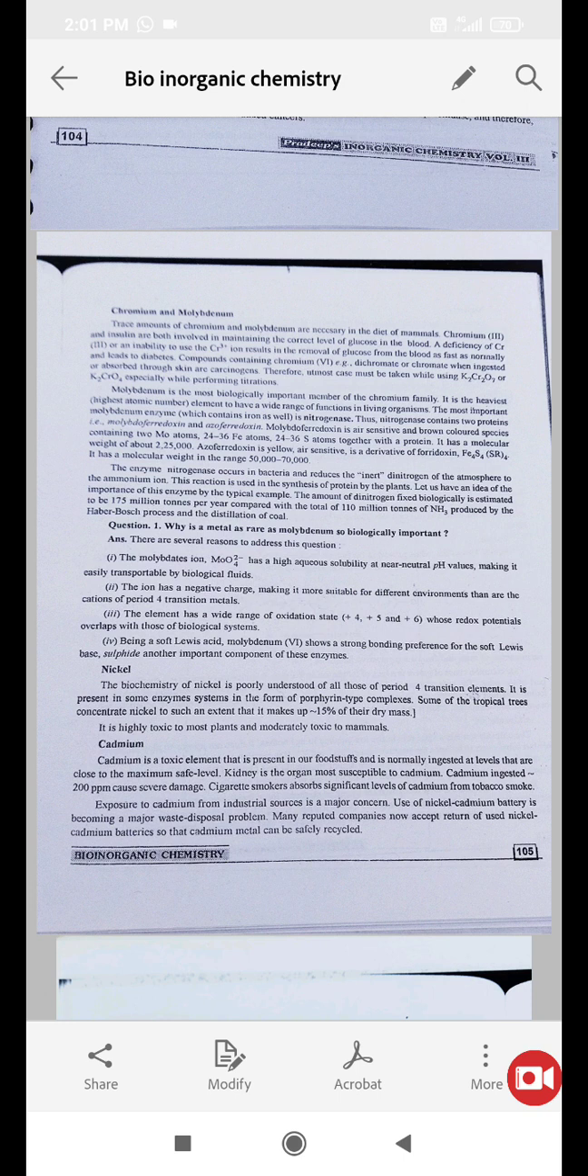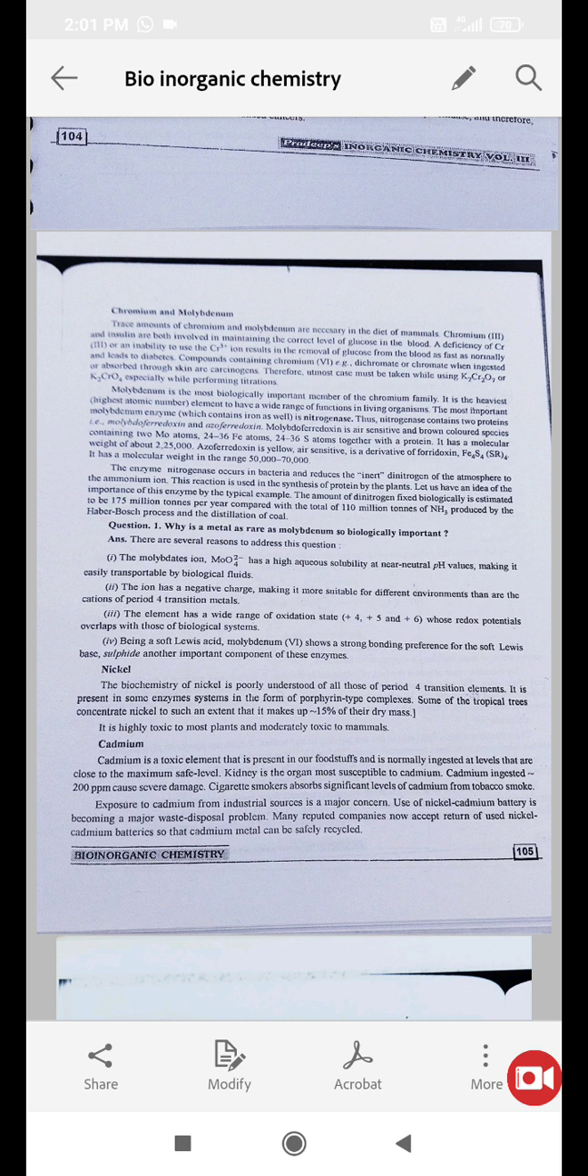Question: why is a metal as rare as molybdenum so biologically important? There are several reasons to address this question. The molybdate ion has a high aqueous solubility at near-neutral pH values, making it easily transportable by biological fluids. The ion has a negative charge, making it more suitable for different environments than are the cations of period 4 transition metals. The element has a wide range of oxidation states, that is +4, +5 and +6, whose redox potentials overlap with those of biological systems. Being a soft Lewis acid, molybdenum shows a strong bonding preference for the soft Lewis base sulfide.